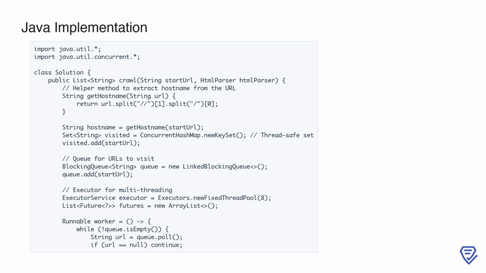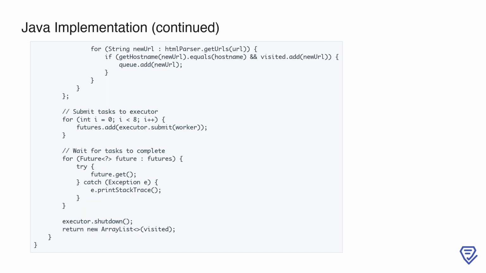In this worker, we repeatedly poll the queue for URLs to process. If a URL is retrieved, we ensure it's not null before proceeding to process it further. Now, within the worker task, we use the HTML parser object to fetch the list of URLs linked to the current URL. For each new URL, we check if its hostname matches the original starting URL's hostname, ensuring we stay within the same domain. If the hostname matches and the URL hasn't been visited yet, we add it to the visited set and enqueue it for further crawling.